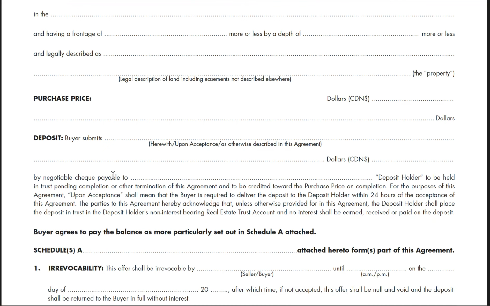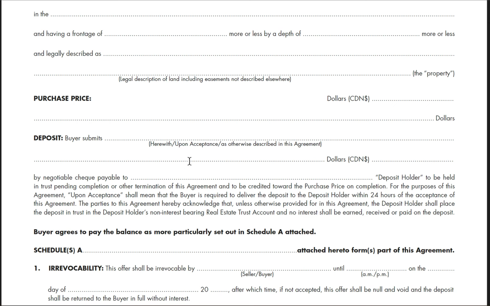Then we have here the negotiable check payable to the deposit holder. Generally, this is put into the listing brokerage's trust account. So this is generally the trust account of the brokerage that's selling the property. It can also be put into the trust account of the seller's lawyer if that is the case as well.